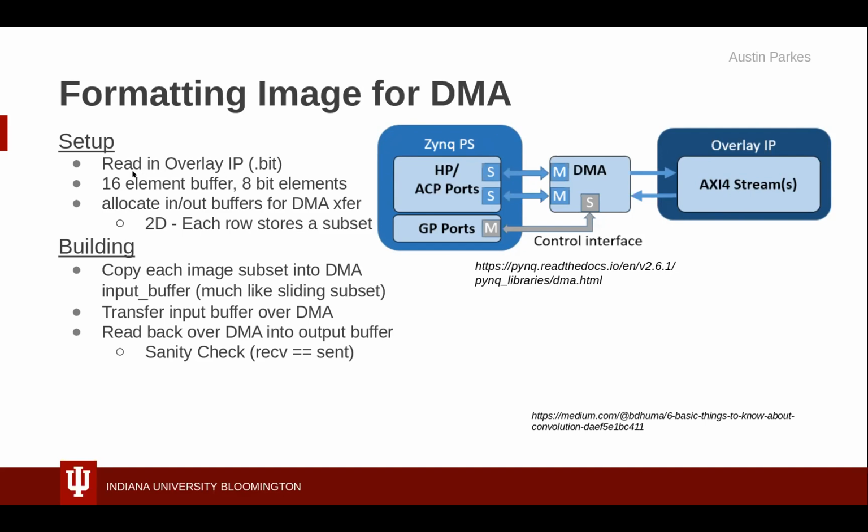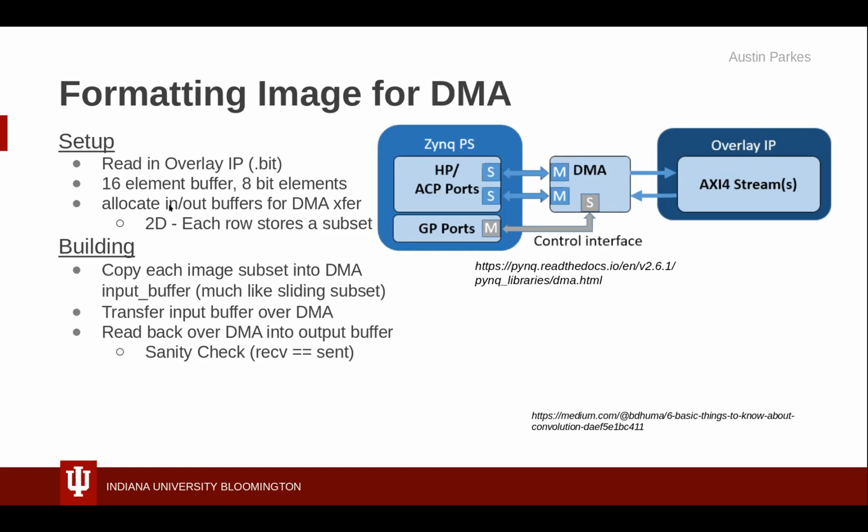So what we need to do in the setup is read his overlay IP. From that, we can get the AXI stream IP, so I can actually interface with it. We needed to set up a 16-element buffer, each element being 8 bits. This buffer is going to store the subsets within our image. And then we needed in-out buffers for DMA transfer.